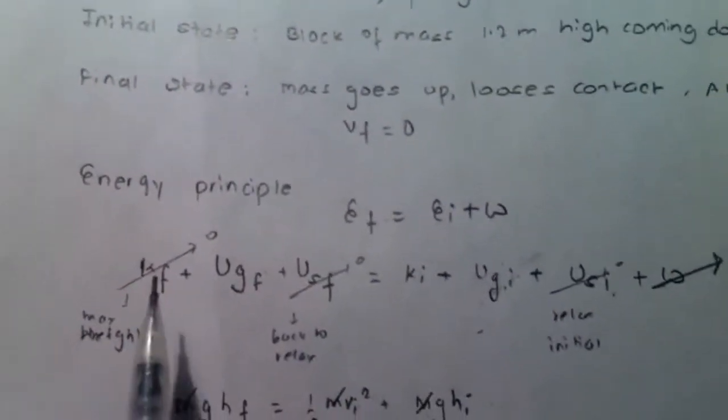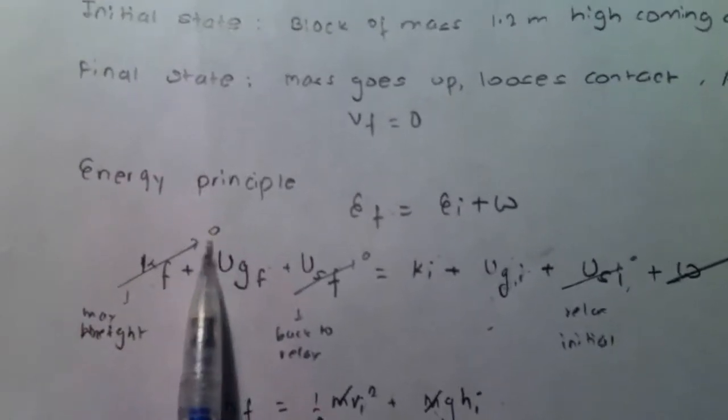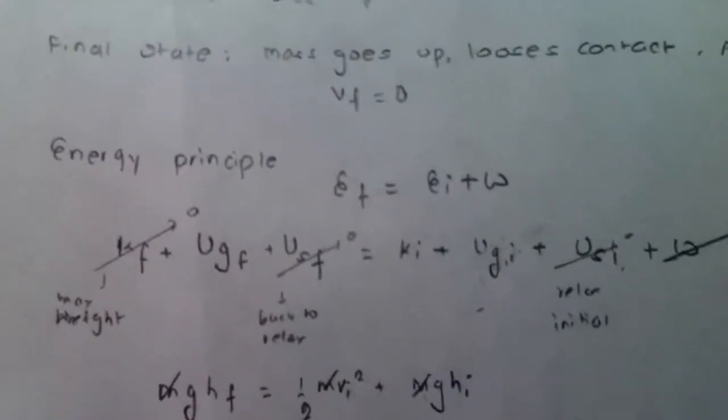but there is a difference. The difference is that our final kinetic energy will be 0, because at the top, at maximum height, the final velocity is 0.